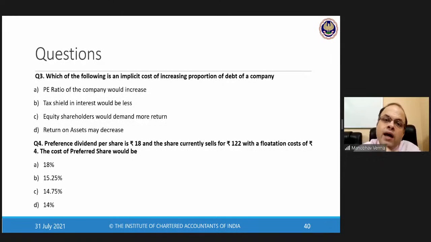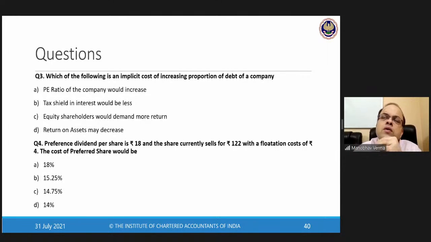But if I am increasing the proportion of debt, let's look at one by one. It's a very interesting question, by the way. PE ratio of the company would increase. Would the PE ratio of the company increase, guys? Price earning ratio. So if you are increasing the debt, really, do you think so? Tax shield in the interest would be less. Again, tax shield would depend on the tax rates, right? Equity shareholders would demand more return.